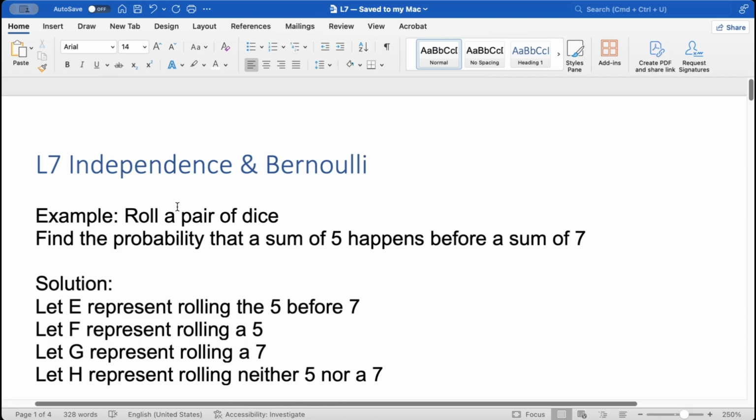The first example here, we are going to roll a pair of dice once and find the probability that a sum of 5 happens before a sum of 7.